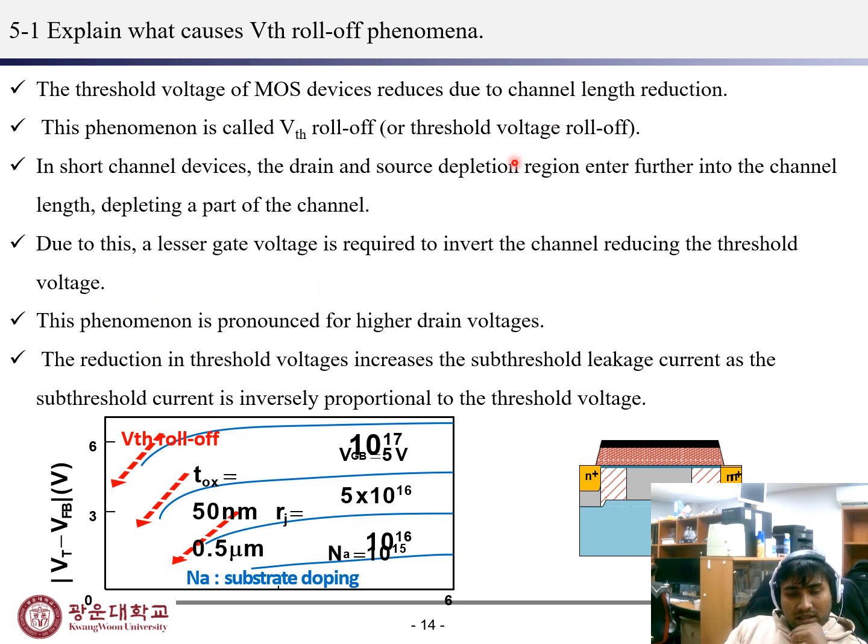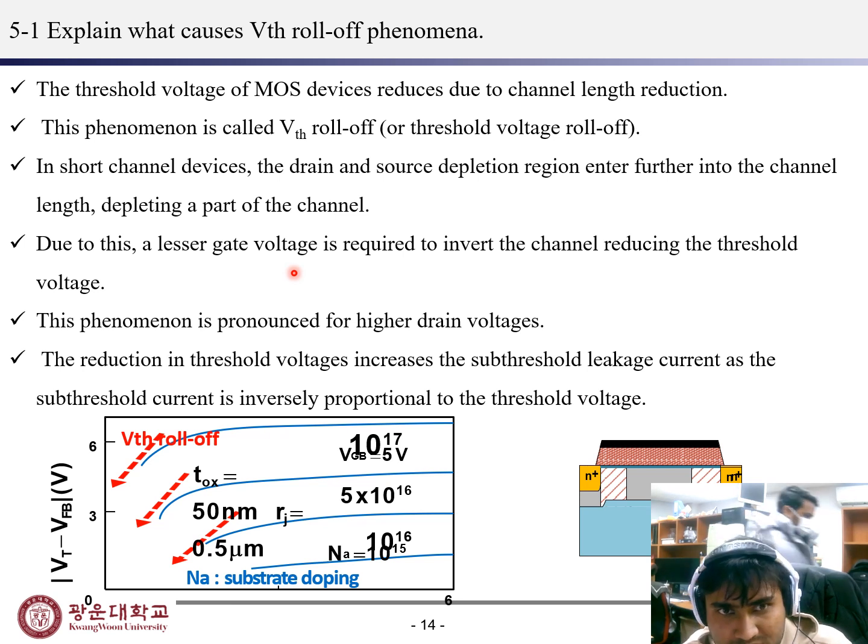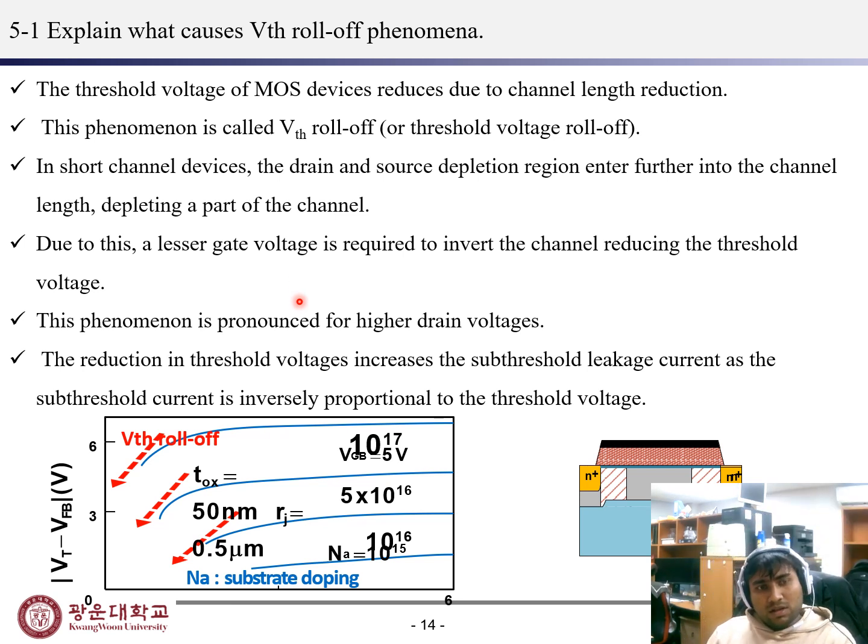The channel length reduction reduces the threshold of the MOSFET. This phenomenon is called threshold voltage roll-off. In a short channel device, the drain and source depletion regions extend further into the channel length, depleting a part of the channel. In this way, a lower gate voltage is required to invert the channel, reducing the threshold voltage.